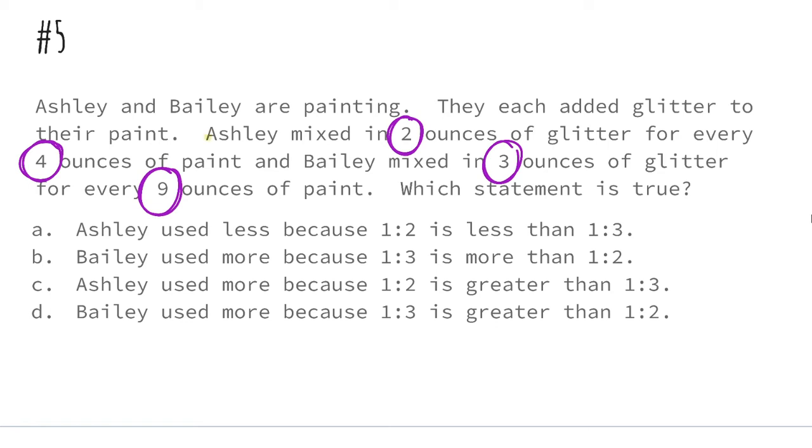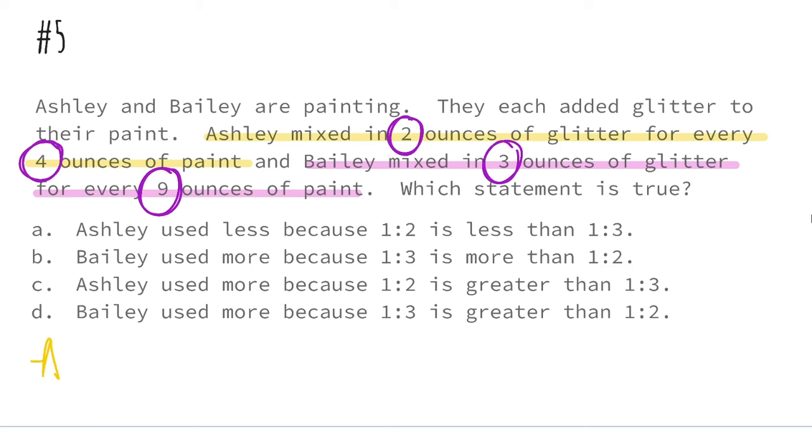So I'm just going to highlight everything that has to do with Ashley in one color, and then everything that has to do with Bailey in another color, just so I can keep up. I like to do this because I get confused very easily. So I'm going to write a ratio in yellow for Ashley, and then I'm going to write a ratio in pink for Bailey.